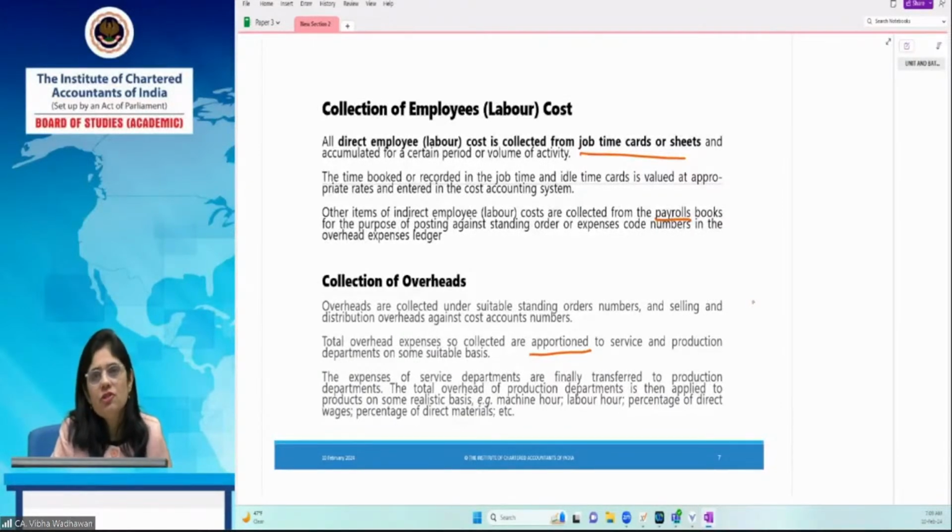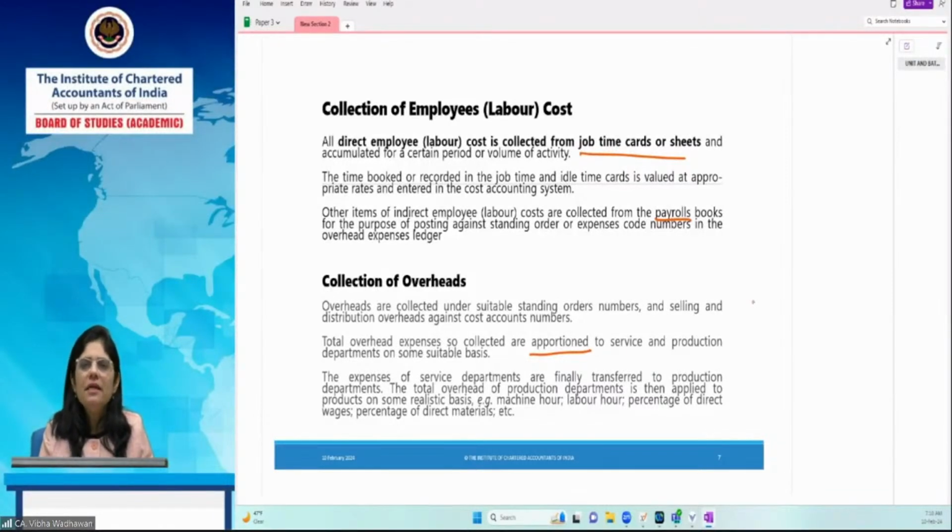Overheads we apportion and direct cost we always allocate. Overheads we apportion on some basis, whether it's labor hour or machine hour or prime cost or material cost, whatever is the basis of apportionment. So overheads are basically apportioned or shared between all the products and the departments on some suitable basis. The expenses of service departments are finally transferred to production departments, and the total overhead of the production department is then applied to products. Okay?